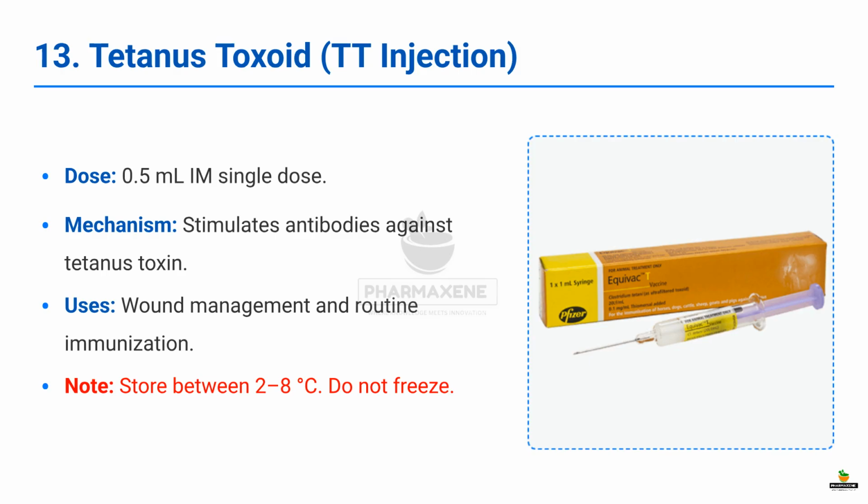Tetanus toxoid, or TT injection, is a 0.5 milliliters IM single dose. It stimulates antibodies against the tetanus toxin, essential for wound management and routine immunization. Store it between 2 to 8 degrees Celsius and do not freeze.